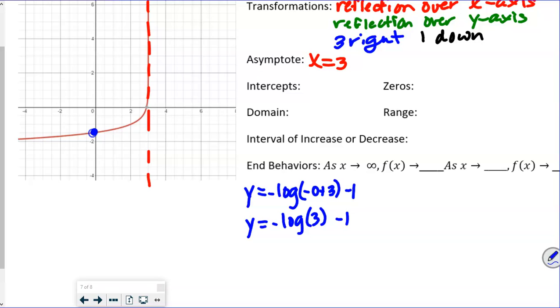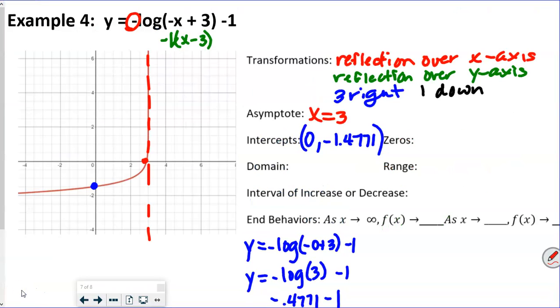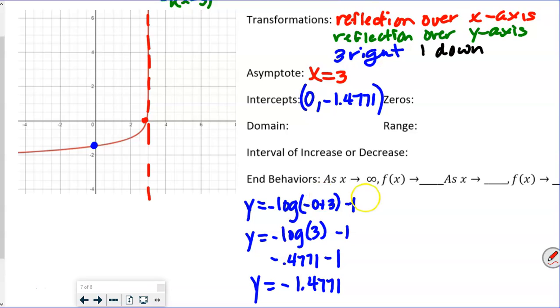Okay, so that would be negative 0.4771 minus 1. So y is going to be equal to negative 1.4771. So that's our intercept. So that's 0, comma, negative 1.4771. Going to verify that in a minute with decimals, okay? And now we want to find the 0 of the function by putting 0 in for y and solving for x, okay? So that's what we're going to do next.